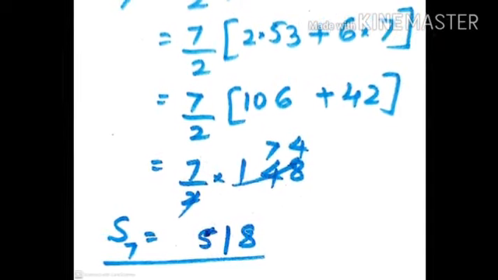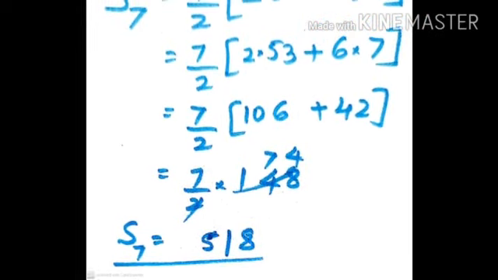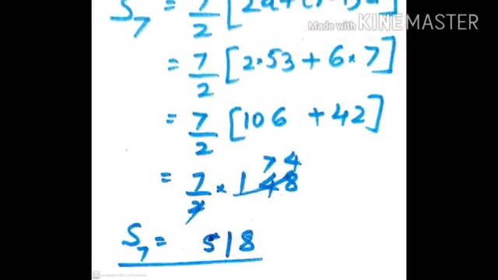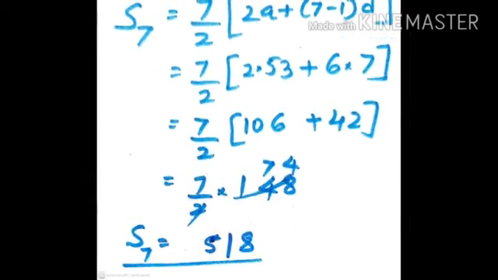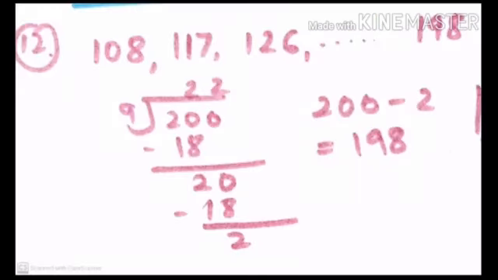So that is the wrong answer. 518 is the correct answer. Okay, so now moving to the next question, that is question number 12. Question number 12 is: find the sum of the integers between 100 and 200 that are divisible by 9, and also those that are not divisible by 9.